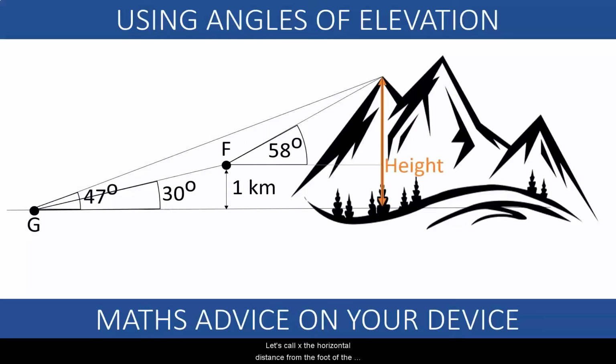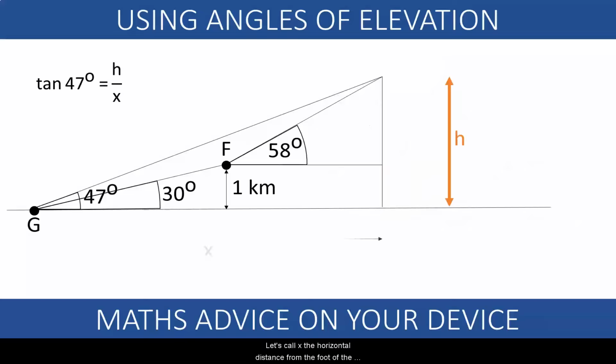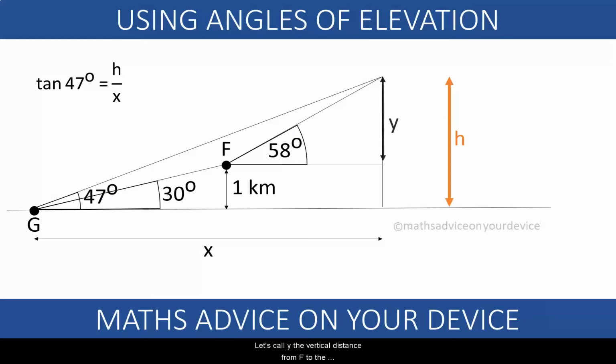Let's call x the horizontal distance from the foot of the summit to point G, where the gondola starts from. Let's call y the vertical distance from F to the summit.